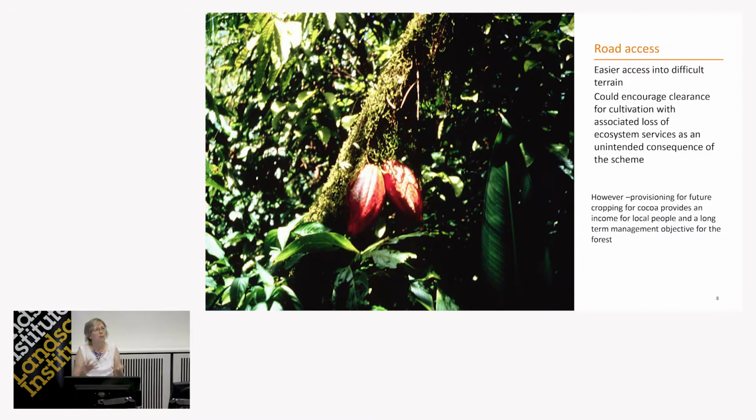But we could look at it as more of a provisioning service for the local community. If this is cacao, or products of your chocolate bars, it likes a closed forest canopy cover. We could look at additional benefits that the local community could get from maintaining that forest cover, and they also get economic benefits from actually achieving that as well.